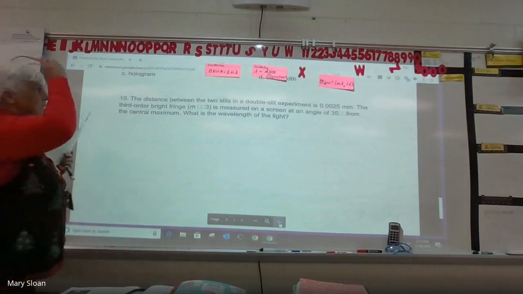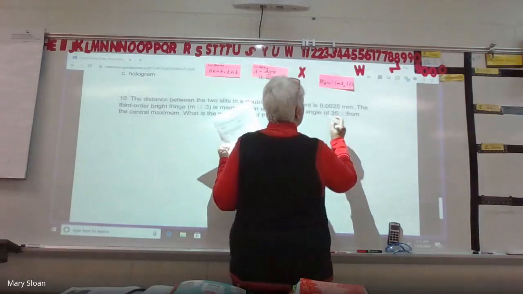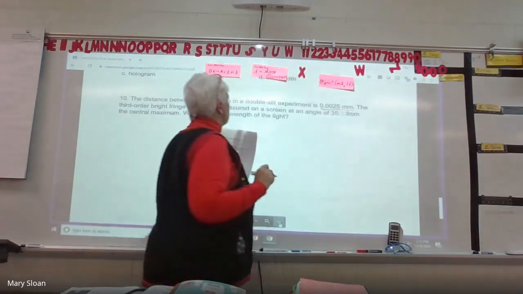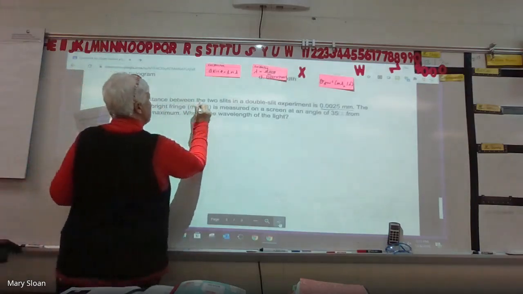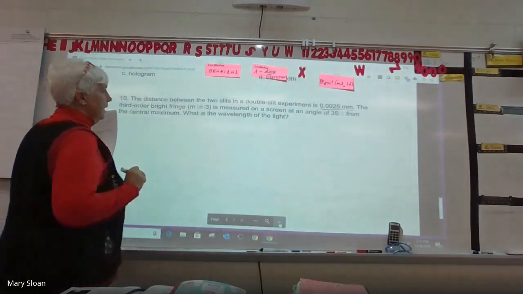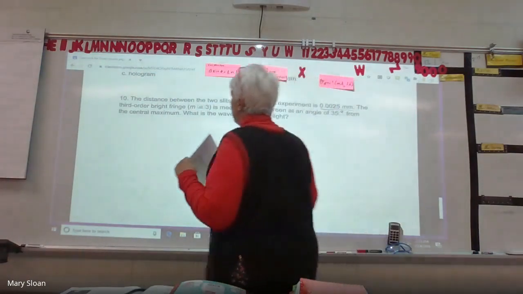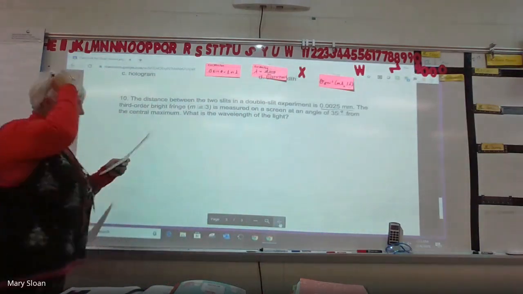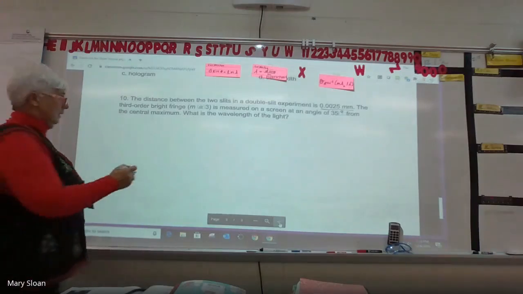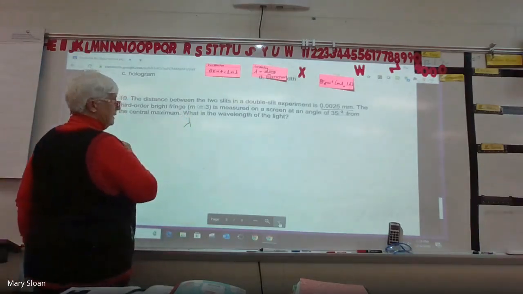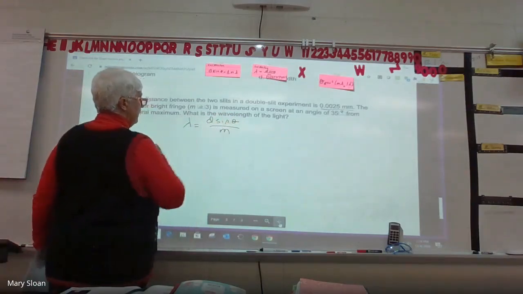So it's telling you here there's a distance between 2 slits in a double slit experiment that is 0.0025 millimeters, and that it has a third order bright fringe, which is m equal to 3, measured on the screen at an angle of 35 degrees from the central maximum. What is the wavelength of the light? So, first thing we're going to do is we're looking for the wavelength. If we're looking for the wavelength, that is λ, right? Equals d sine θ over m.